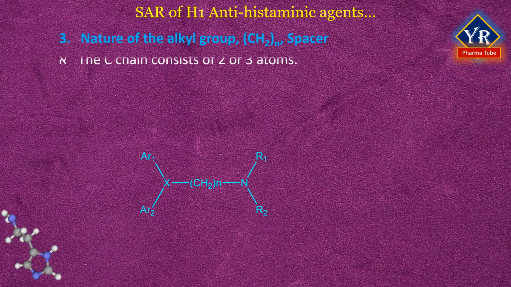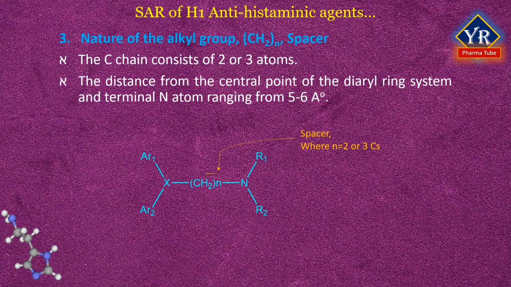The carbon chain of typical H1 antihistamines consists of 2 or 3 carbon atoms. The (CH2)n group and connecting atom result in a distance between the central point of the diaryl ring system and the terminal nitrogen atom, in the extended conformation of the antihistamines, ranging from 5 to 6 angstroms. A similar distance between these key moieties is observed for those antihistamines with less conformational freedom.